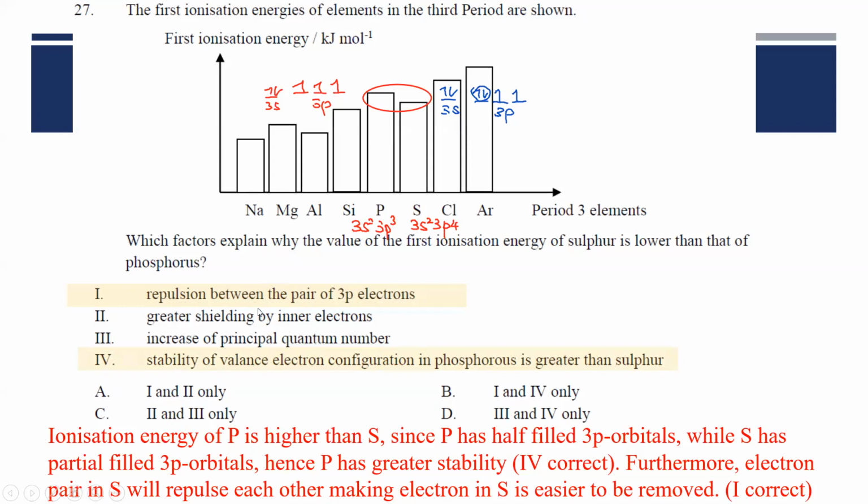Excuse me, which is true because phosphorus has a half-filled p orbital. That is why it has extra stability. So the best answer in here is number 1 and also number 4. Okay, so that is how you deduce for question number 27.